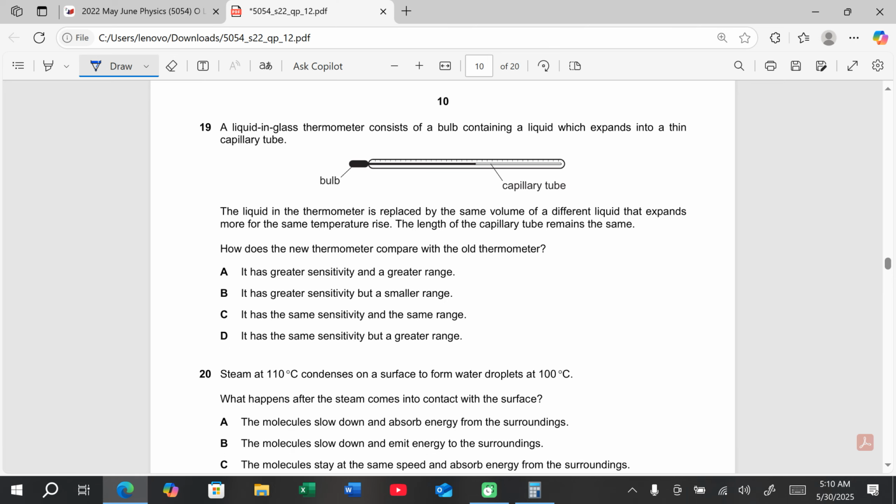A liquid-in-glass thermometer consists of a bulb containing a liquid which expands into a thin capillary tube. The liquid in the thermometer is replaced with the same volume of a different liquid that expands more for the same temperature rise. The length of the capillary tube remains the same. How does the new thermometer compare with the old one? Since it expands more for the same temperature rise, it is going to have a greater sensitivity, but the range will be smaller as the length of the tube is not changed.